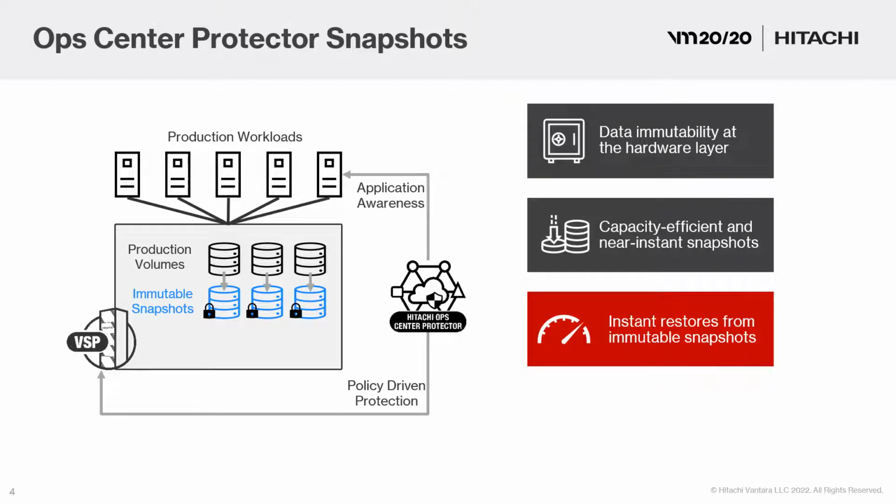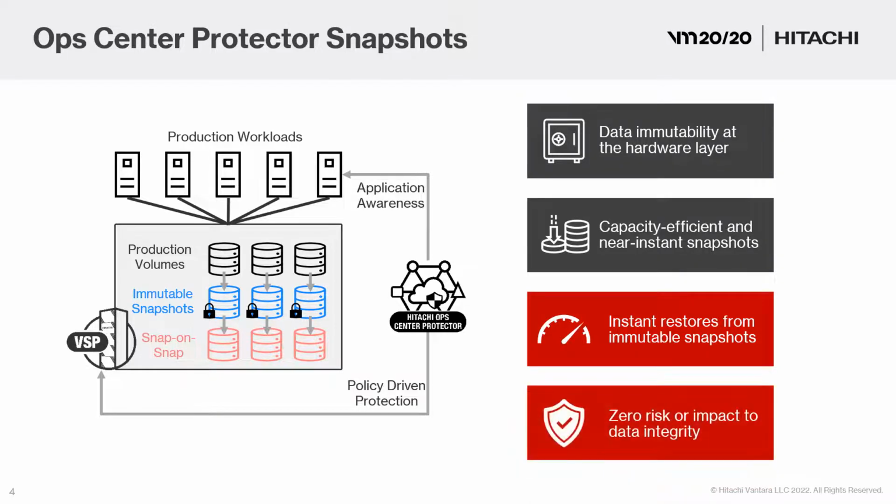Additionally, we have instant restore capabilities from immutable snapshots through Snap-on-Snap. That creates a near instant copy of the immutable snapshots with zero physical footprint, giving you zero risk or impact to the data integrity of those snapshots until you determine which snapshot set you'd like to recover from. So you have hardware immutability with efficient protection and near instant efficient recovery.